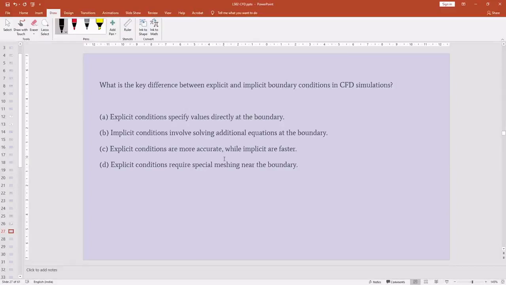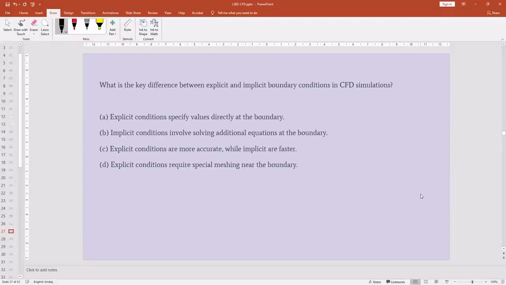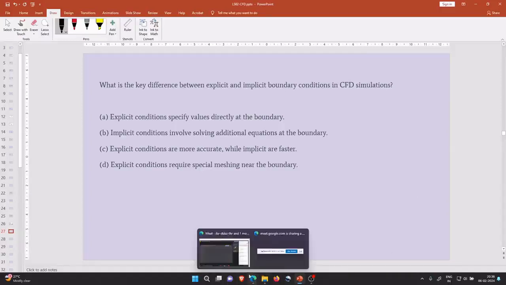So, next question is, what is the key difference between explicit and implicit boundary conditions in CFD simulations? Can you tell what is the answer? Explicit conditions specify values directly at the boundary. Implicit conditions involve solving additional equations. Explicit conditions are more accurate, while implicits are faster. And explicit conditions require special meshing near the boundary. Can you answer?